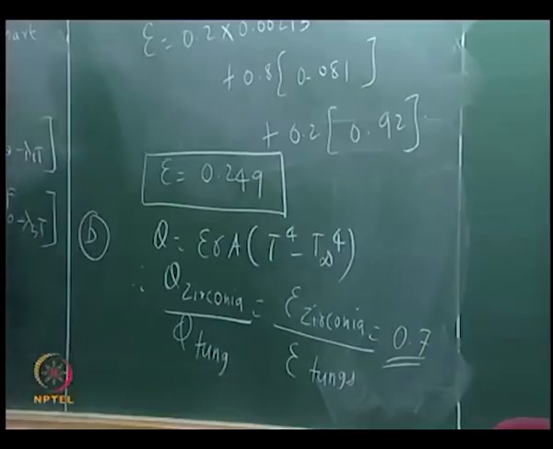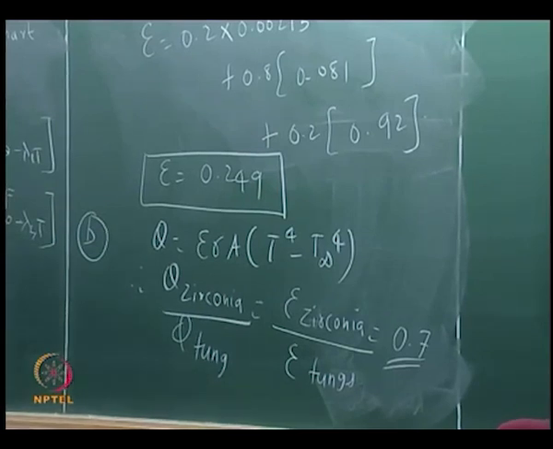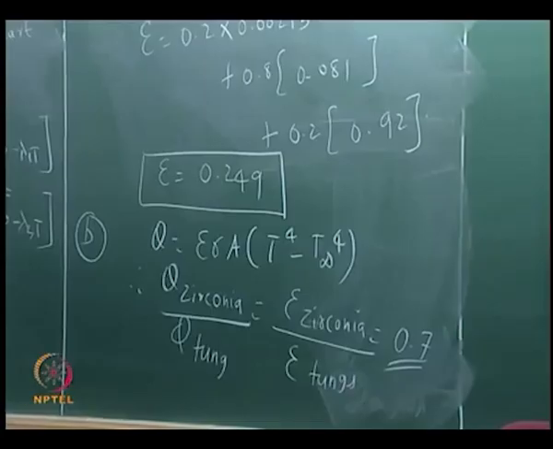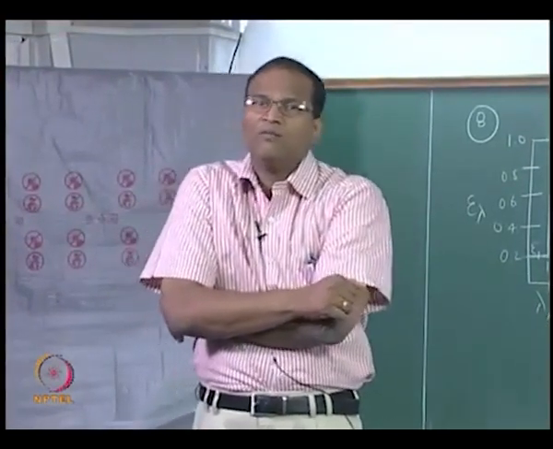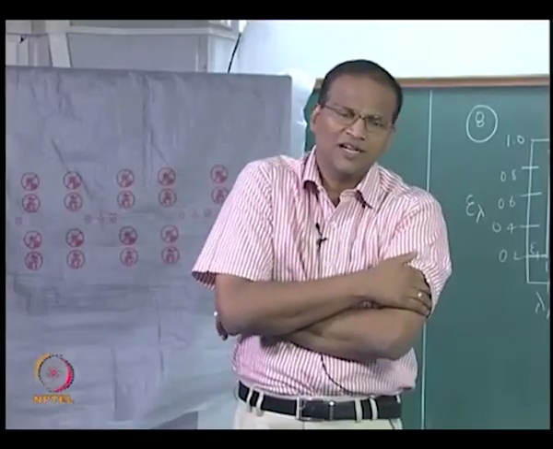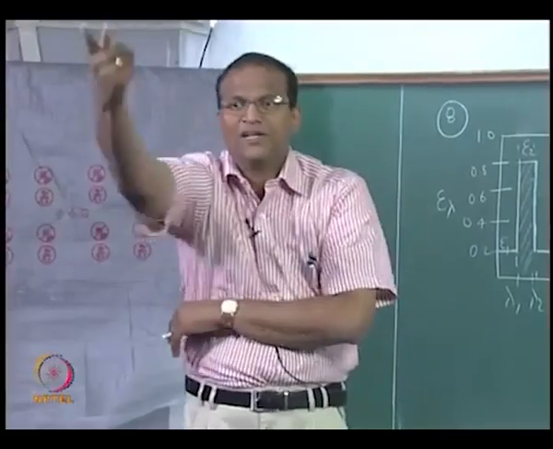So the zirconia bulb consumes only 70% to be at the same temperature. Okay. That is not our goal. The goal is to let it consume more energy, less energy. What about the light? That comes from part C.